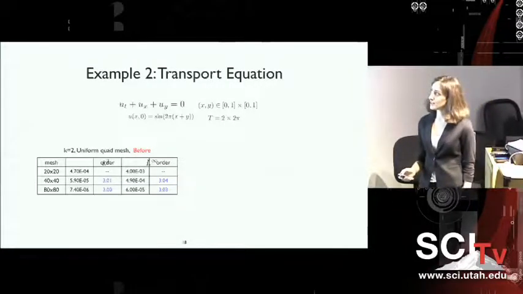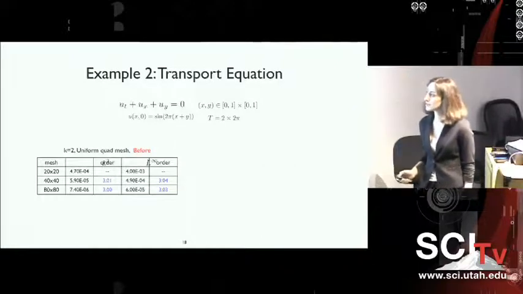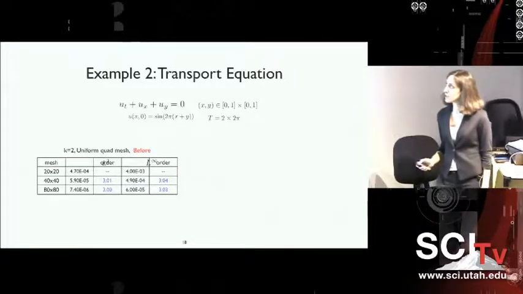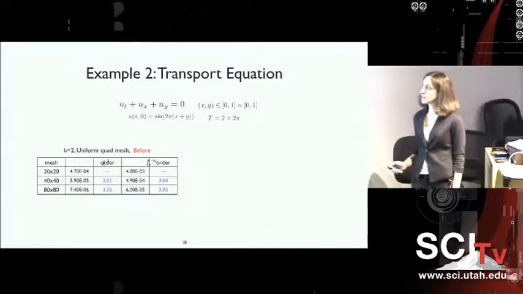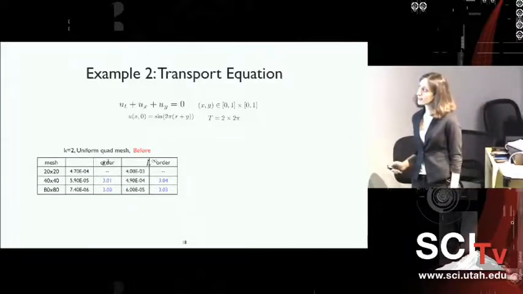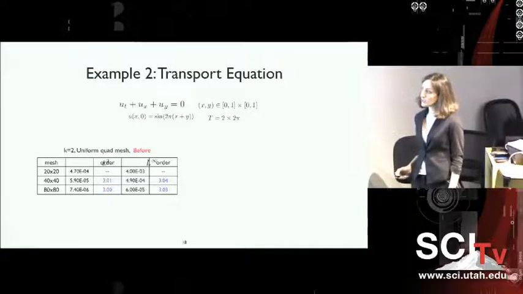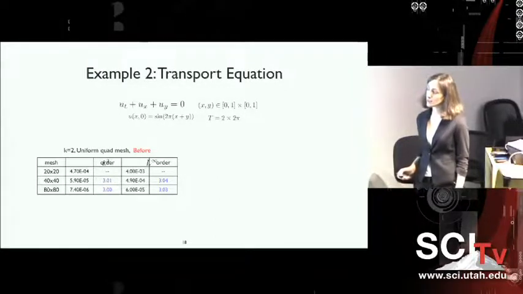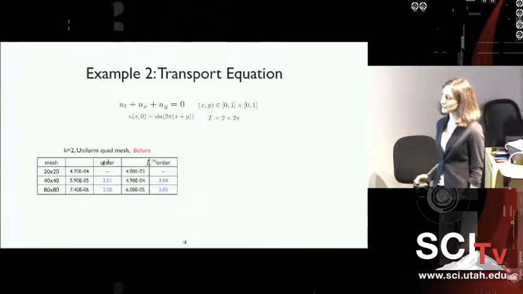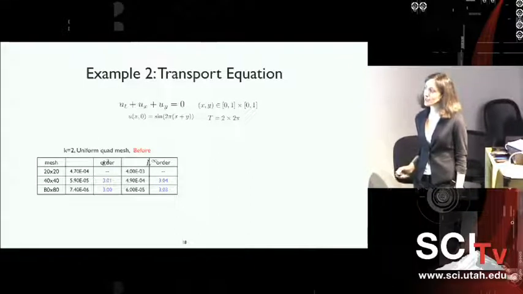As another example, I have the error results of a two-dimensional transport equation with this initial condition. I again collect the results over a quadrilateral element domain after 2 periods in time. Here in this table, you will see the L2 errors, and these are the L infinity errors. These are results for a k equal 2 approximation over a uniform quadrilateral mesh before the application of the filter.